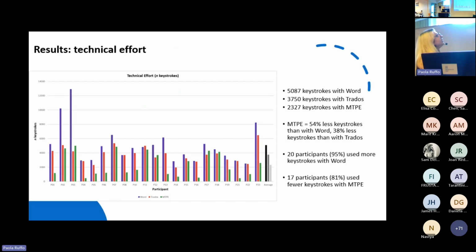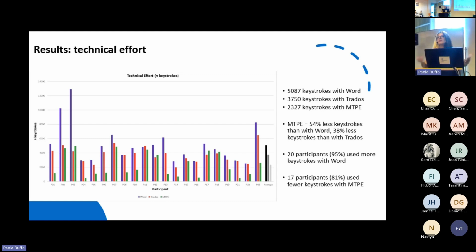Then we can move on to technical effort, which I measure by number of keystrokes. This is just how technical effort is usually measured in research of this kind. And so again, this is literally the number of keystrokes that it took each translator for each translation. And you have there an average of 5,000 for Word, 3,700 for Trados, and around 2,300 for post-editing, which means that post-editing resulted in 54% less keystrokes than Word, so more than half the technical effort, and 38% less keystrokes than Trados.